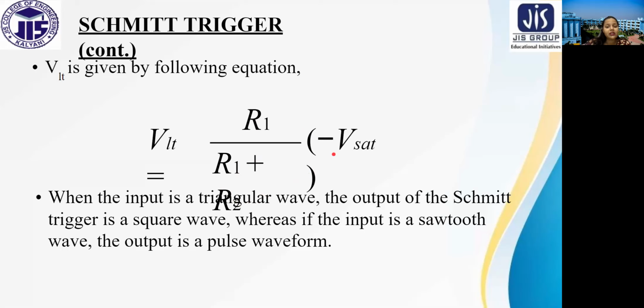When the input is a triangular wave, the output of the Schmitt trigger is a square wave. Whereas if the input is a sawtooth wave, the output is a pulse waveform. This is very important for your MCQ purpose. So for a triangular waveform, output of Schmitt trigger will be a square one, and for a sawtooth waveform, output will be a pulse waveform.